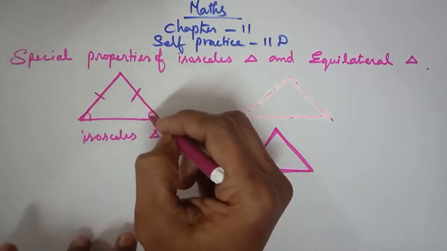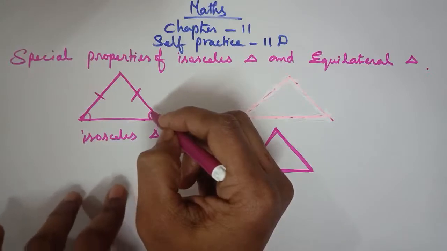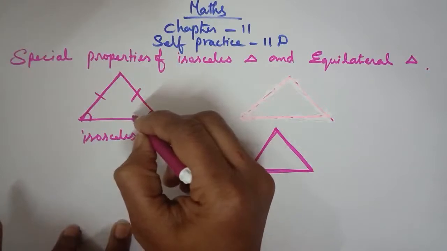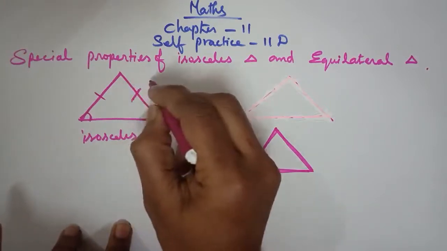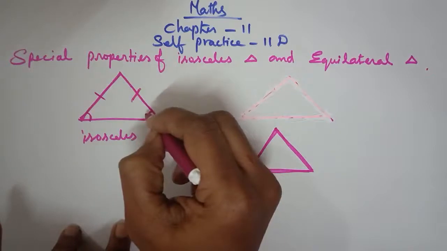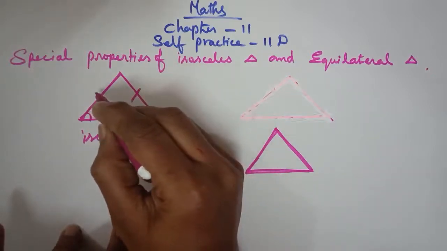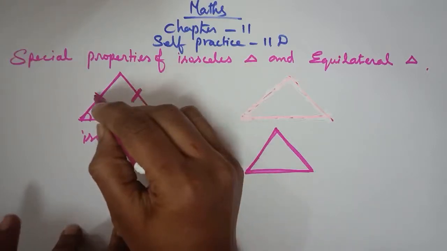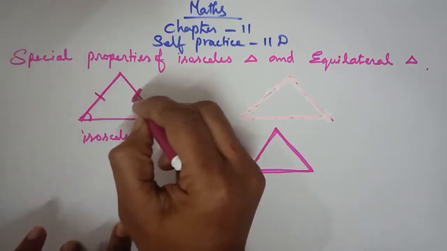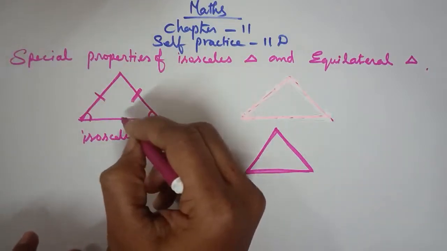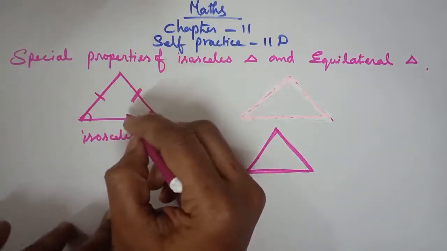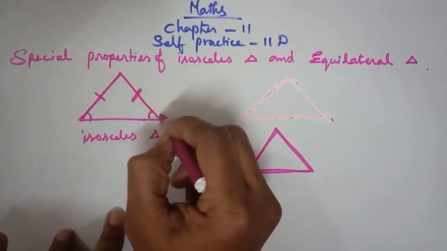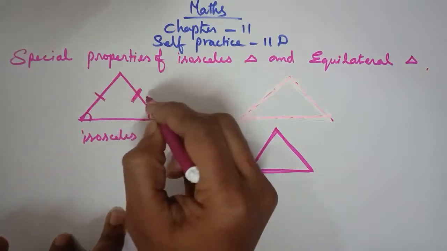This is one of the theorems, or we can say one of the properties. The angles opposite equal sides in an isosceles triangle are equal. Otherwise we can say, if two angles of a triangle are equal, then the sides opposite these angles are also equal.